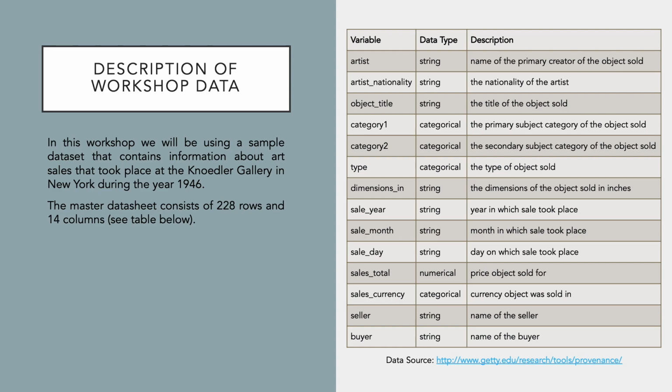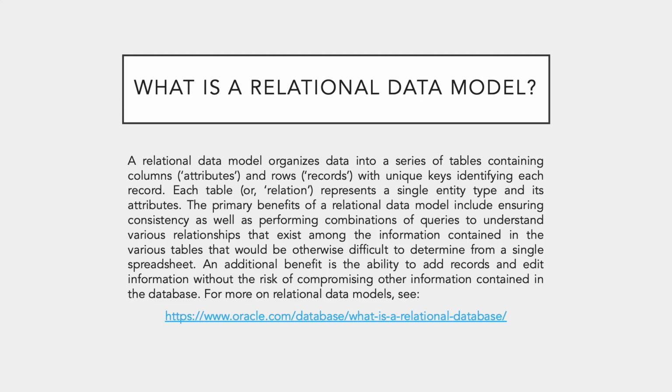And before we really get going into how we're going to split this single data set up into a series of tables, let's first just go over quickly what a relational data model is. A relational data model organizes your data into a series of tables containing columns, known as attributes, and rows, known as records, with an additional column for unique keys that identify each record. Each table, which is known as a relation, represents a single entity type and its accompanying attributes. And you would use this model to ensure consistency as well as making sure that you could perform combinations of queries to better understand the relationships among your data.